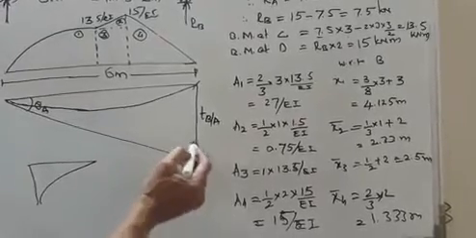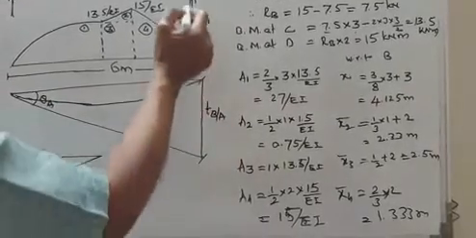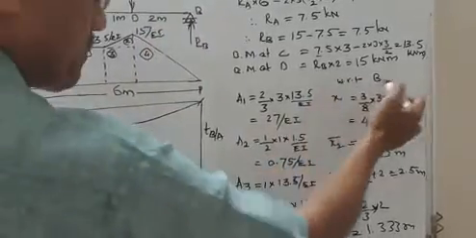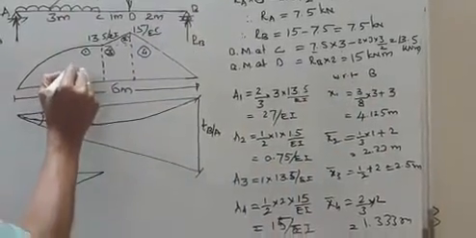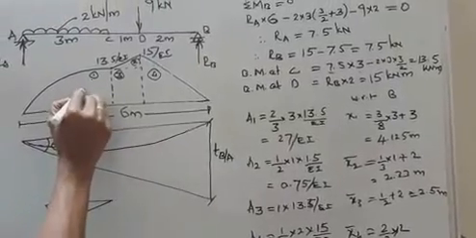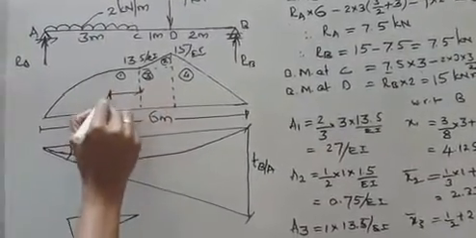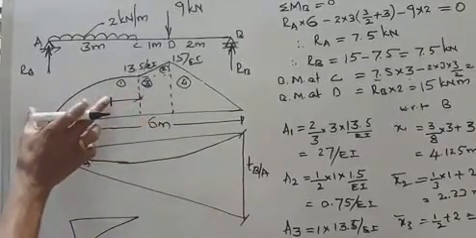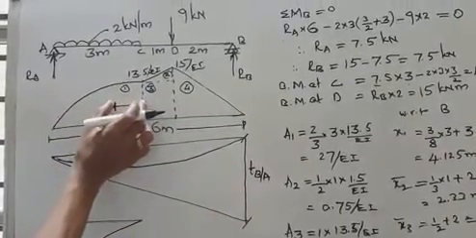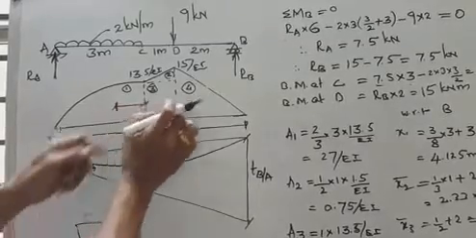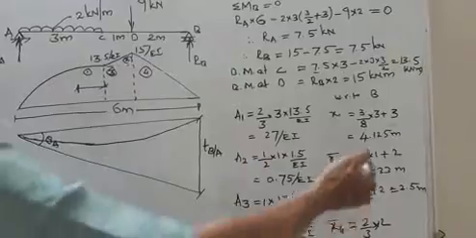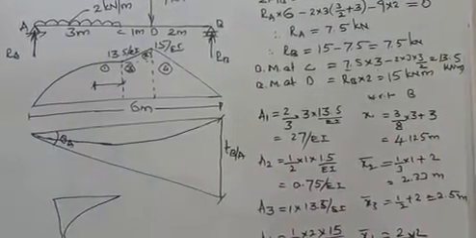Now here we are calculating the tangential deviation of B, therefore we want the CG of each figure with respect to B. X1 bar means the CG of this one, then I need actually from here to here. So from this it is 5/8 of the base, from this it is 3/8 of the base, 3/8 of the base plus this much, that is 3. 3/8 of 3 plus 3, it comes 4.125 meter.